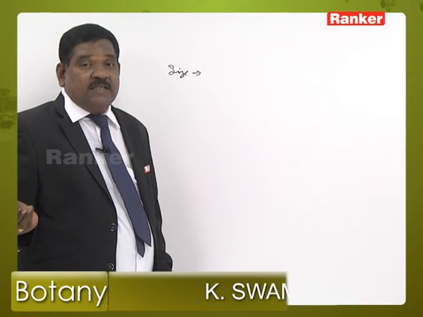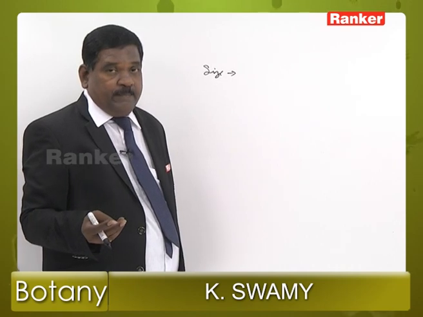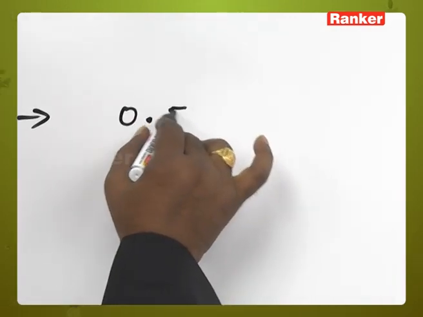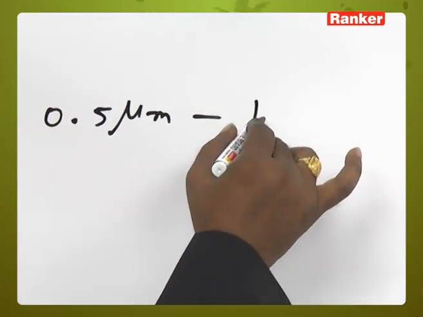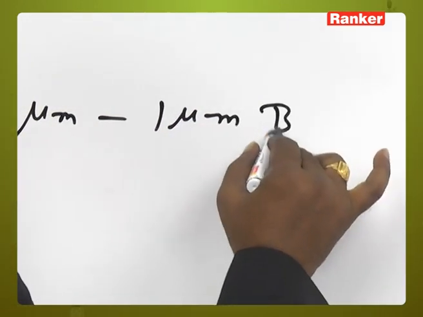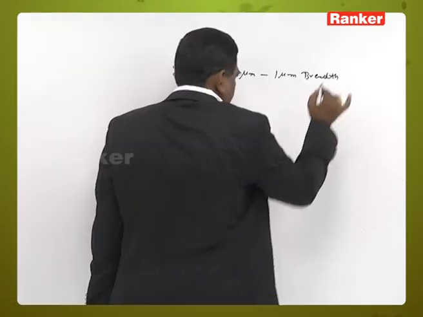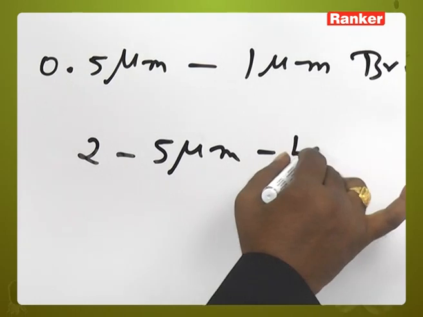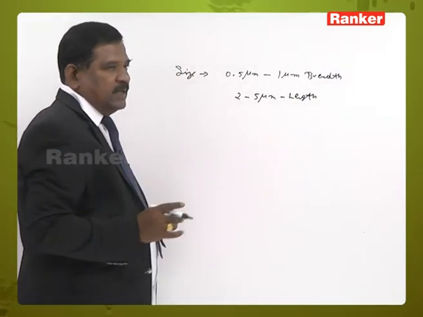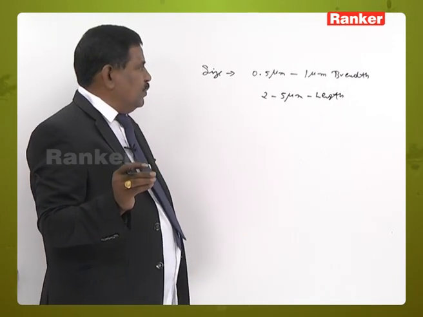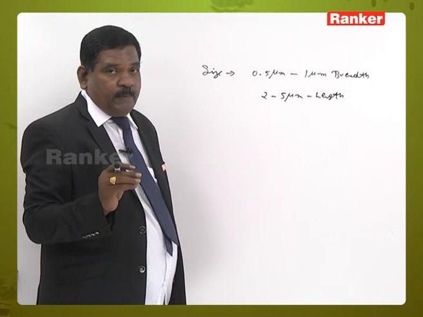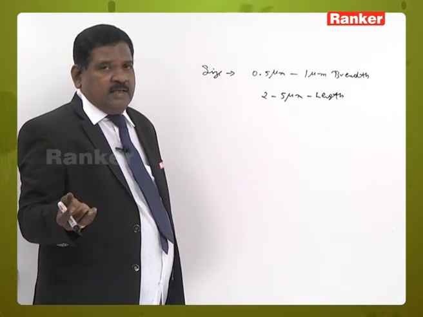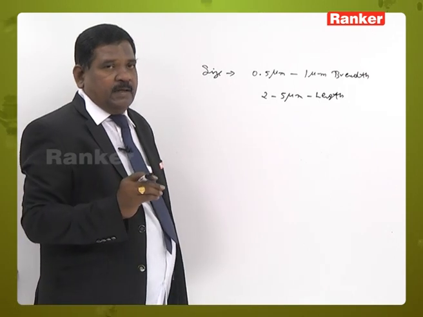Size of bacterium varies from bacterium to bacterium, different types of bacteria. The size varies, but mostly they range from 0.5 micrometers to 1 micrometer in breadth and 2 to 5 micrometers in length. Average breadth is 0.5 to 1 micrometer, and the average length is 2 to 5 micrometers. Of course, different bacteria differ in size, but this is the average size.